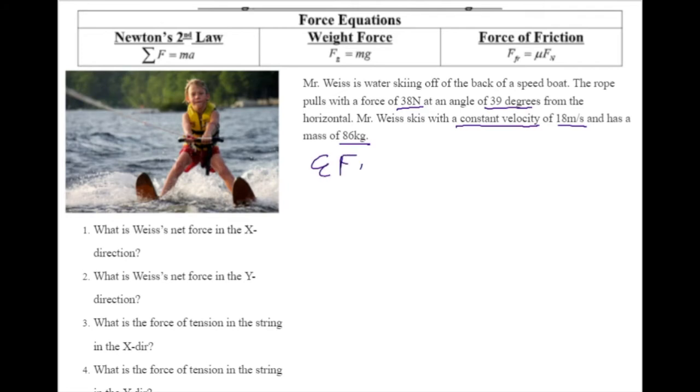Well, net force in the x direction is just equal to the forces that point to the right minus the forces that point to the left, but also mass times acceleration. If we have a constant velocity, we aren't accelerating. Therefore, our net force in the x direction is just 0.